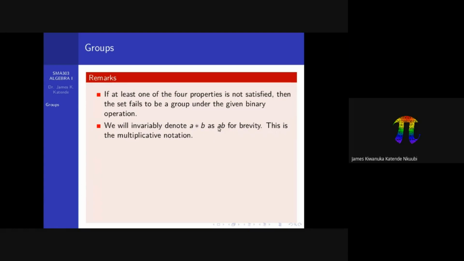by juxtaposing, putting them side by side without anything in between and no space. So many times when there is no ambiguity about the binary operation, we shall just denote this A star B as AB.